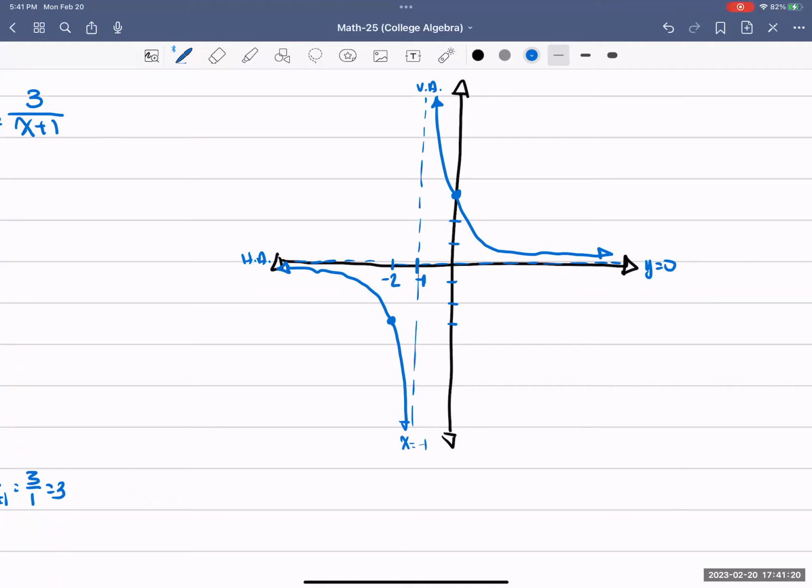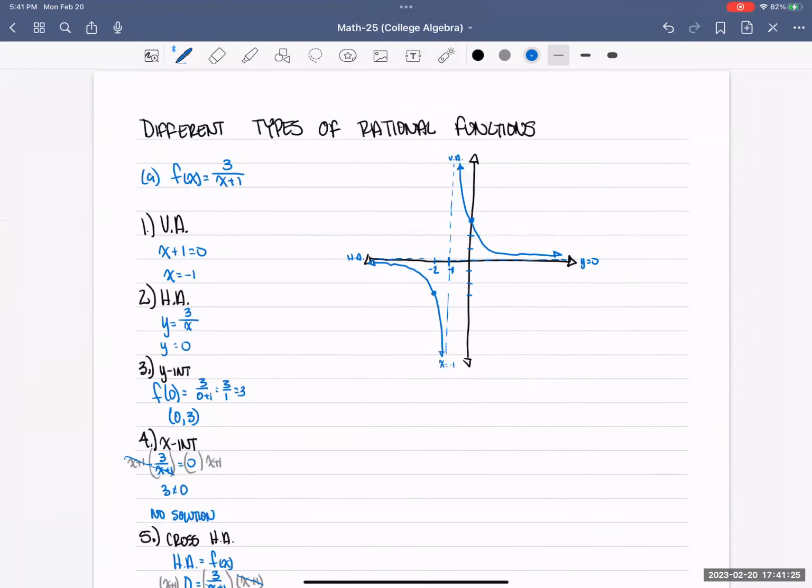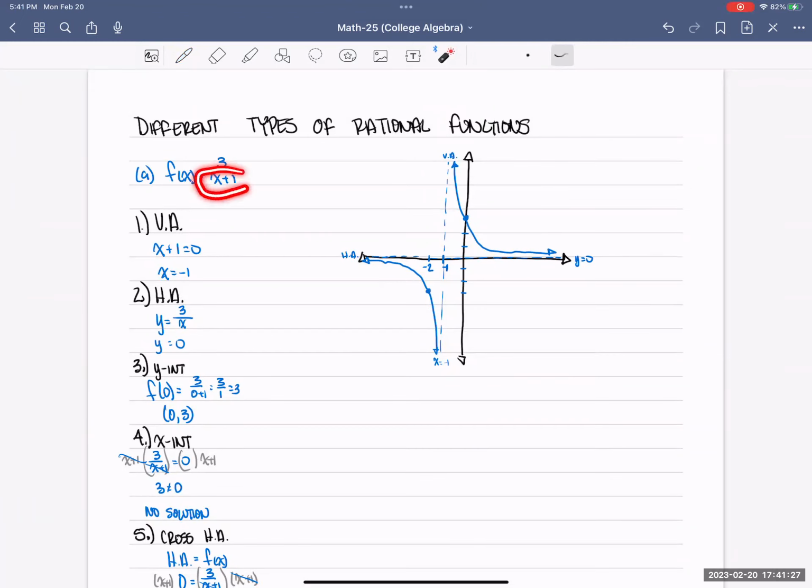And that's it. So this is graphing a function which I call bottom heavy, where the denominator has a larger degree than the one in the numerator.